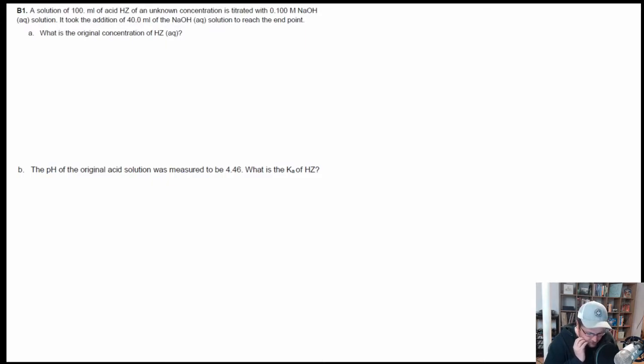And so what we're doing in this case is that we have a solution of 100 milliliters of HZ where we don't know what the concentration is, which is a very common thing to use titrations for, to figure out what's going on. And so you then titrate it with whatever you need to, right? So if you know it's an acid, you're going to titrate it with a base, which we're doing in this case with 0.100 molarity NaOH. And we're going to do it until we reach essentially the equivalence point.